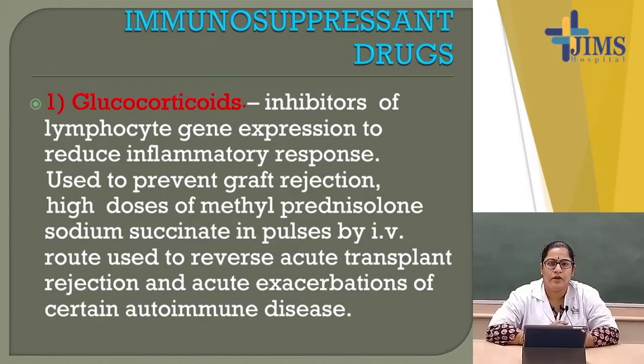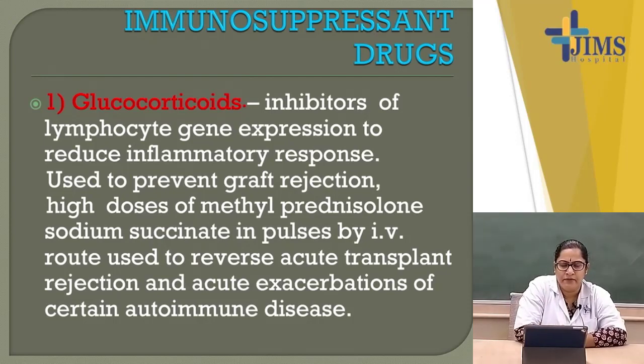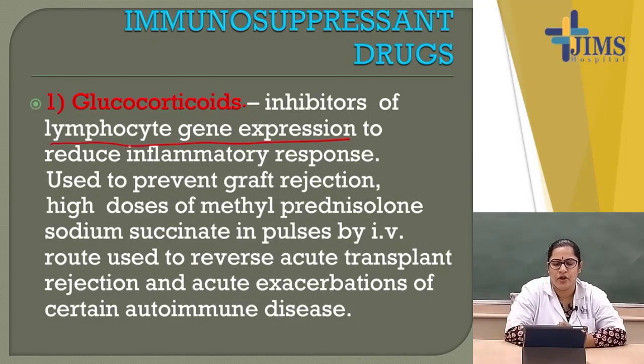Good morning. We have already discussed the immunomodulators, which include both the immunosuppressant drugs and immunostimulants. Today, we are going to discuss some salient features of the immunomodulators, especially the immunosuppressant drugs. First in the group are the glucocorticoids, which are inhibitors of lymphocyte gene expression to reduce the inflammatory response. It is used to prevent graft rejection.